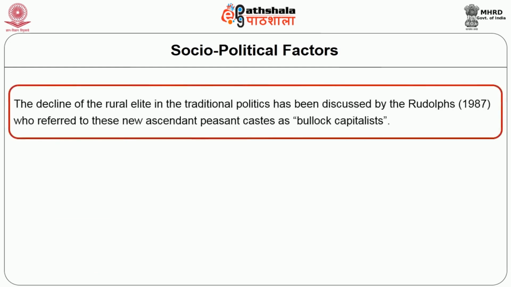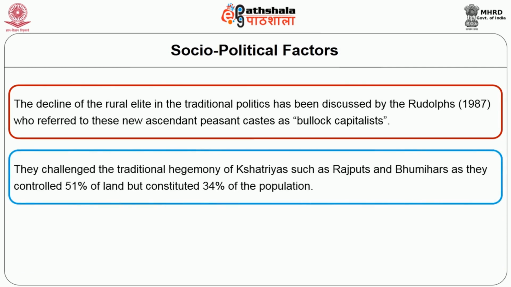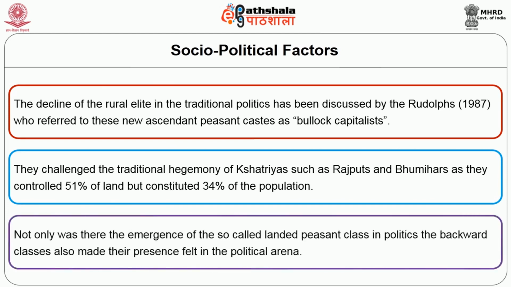The decline of the rural elite in traditional politics has been discussed by the Rudolphs, who refer to this new ascendant peasant caste as bullock capitalists. They challenged the traditional hegemony of Kshatriyas such as Rajputs and Bhumihars, as they controlled 51% of land but constituted 34% of the population. Not only was there an emergence of the so-called landed peasant castes in politics, the backward classes also made their presence felt.